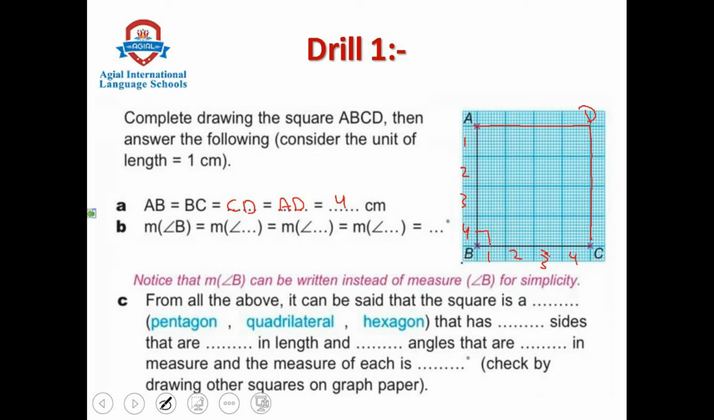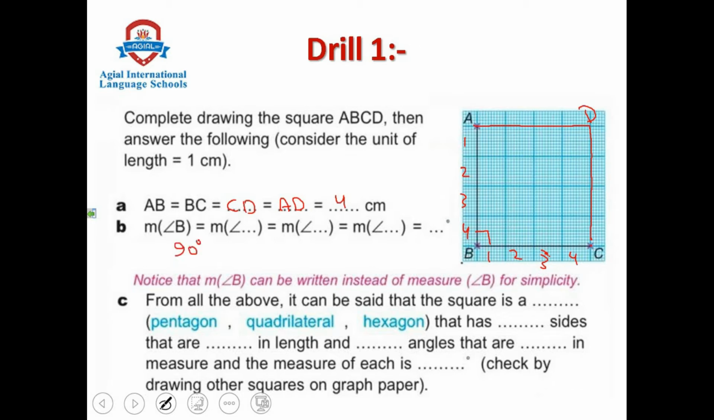And in letter B, we have the measure of angle B equal the measure of angle. We have to find the measure of angle B. So using the protractor, we have to find the measure of angle B. Now we use our protractor and we notice that B equal 90 degrees.